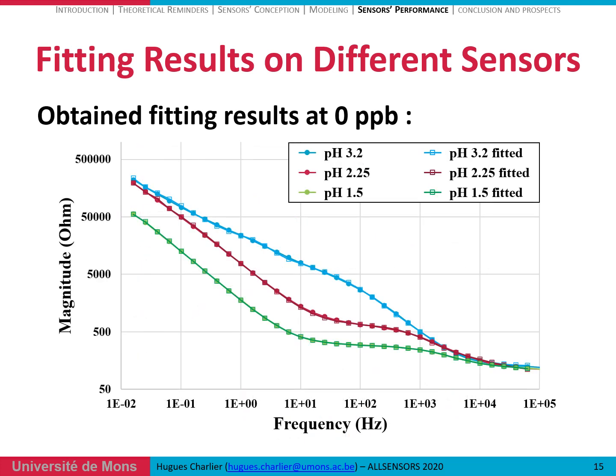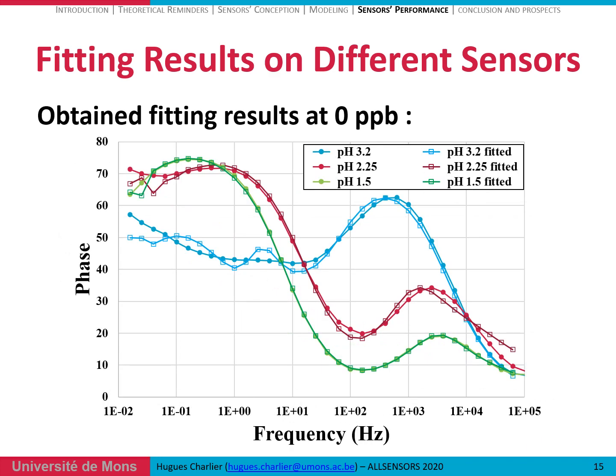And that's what we try to do here with different responses obtained for 3 different sensors synthesized in 3 different pH conditions, still at 0 ppb of PNG concentration. And we can see on the magnitude graph that we have quite a good fitting of the experimental curves obtained by our electric equivalent circuit. However, we have to note that the fittings are not as good on the phase diagram. In particular, the sensor synthesized at pH 3.2 doesn't exhibit a maximum at a low frequency, which is quite complicated to fit with our model.